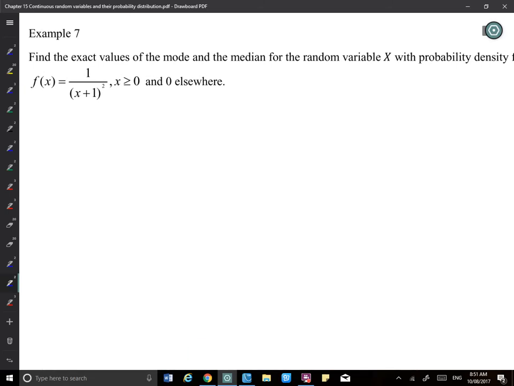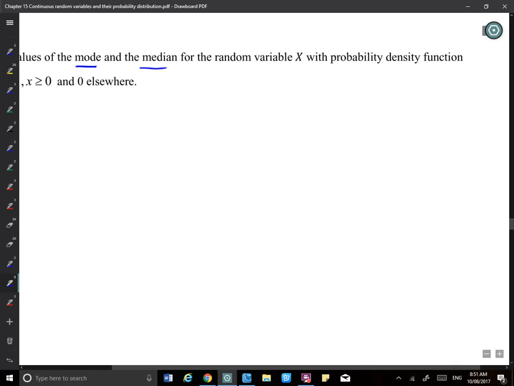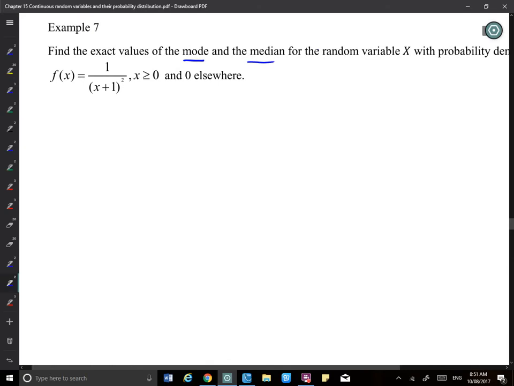Find the exact value of the mode and median for the random variable x with the probability density function that.